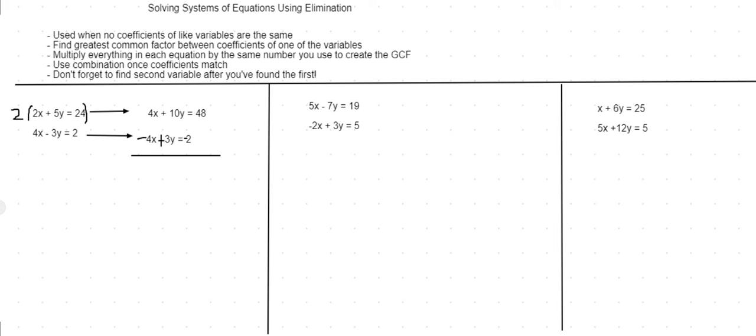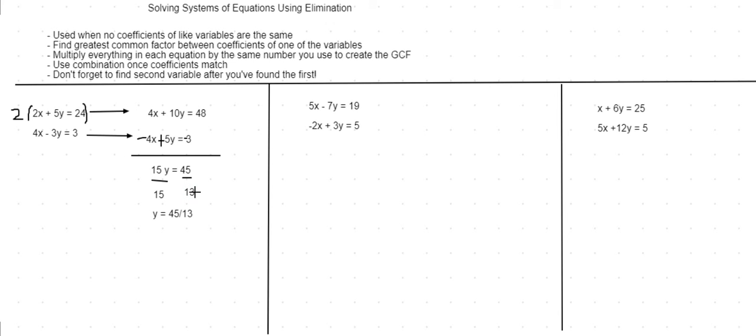Now, with this particular equation, let's see here. I would have 4x minus 4x cancels. I would end up with 10y plus 3y makes 13y. And then I would get 48 minus 2 is 46. Now this isn't going to create a whole number. Tell you what, I'm going to change this to a 5. There we go. Just for the sake of making this whole numbers here.